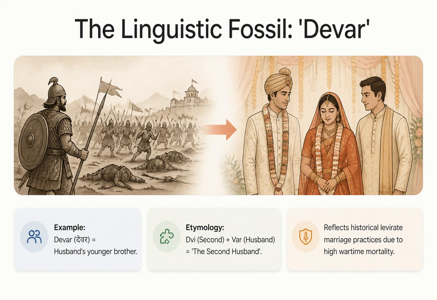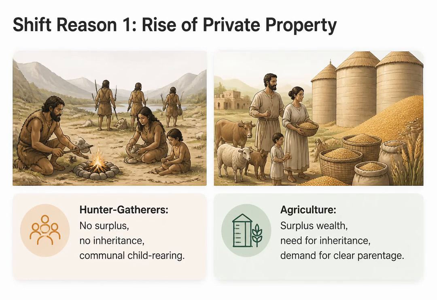past social behavior. Morgan proposed two reasons why societies shift from classificationary to descriptive terminology. The primary reason is the rise of private property. Hunter-gatherers had no surplus, so inheritance didn't matter. But with the invention of agriculture, people began accumulating surplus wealth. Suddenly, a father needed to know exactly who his biological children were so he could pass on his property. This demand for clear parentage drove the creation of descriptive terminology.